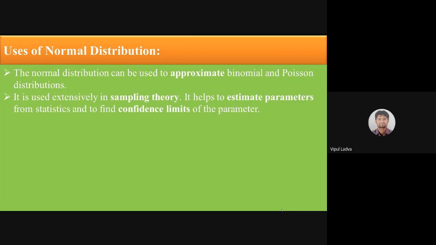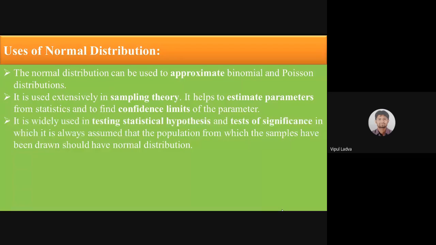That will be actually the base for our last unit, the sampling theory. Is it? It is widely used in testing statistical hypothesis. Once again, the similar concept. Sampling के उसके बाद आता है testing hypothesis, उसमें भी इसका broad use होगा. And test of significance, in which it is always assumed that the population from which the sample has been drawn should be normal distribution. अगर वो सैंपल जो हम ले रहे हैं पूरी पॉपुलेशन में से, वो नॉर्मल डिस्ट्रीब्यूशन फॉलो कर रहा है, then we may conclude some of the inference. So this is very, very important.